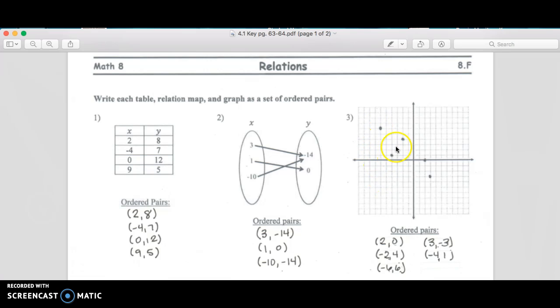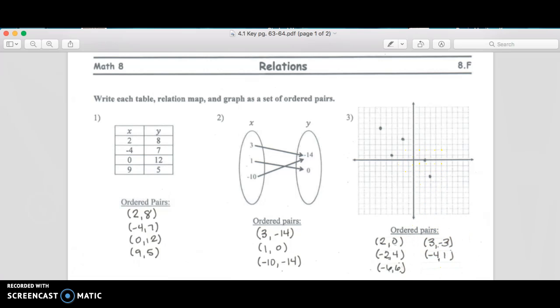And then here we have the points on the graph, and I think we started right here, so we'd go over 2 and we would have 0. We didn't go up or down at all. Negative 2, 4, so we're going to go over to negative 2 and up to 4. We're going to go over to negative 4 and up to 1, that would be this point here. Negative 6 up to 6, that would be this value here. And then we have 3, negative 3. We go over 3 and down 3.